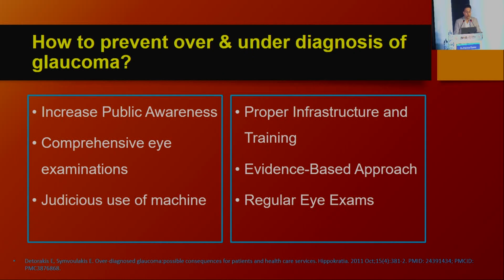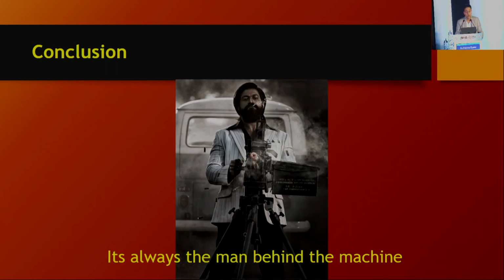So how to prevent over and under diagnosis of glaucoma? We have to increase public awareness. Comprehensive eye examination is compulsory. Judicious use of the machine. Proper infrastructure and training should be there. An evidence-based approach should also be there. And also regular eye examination.